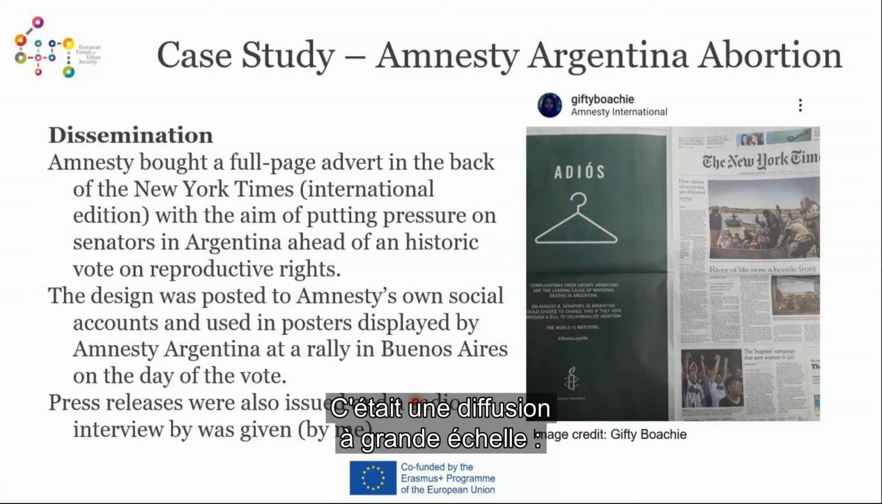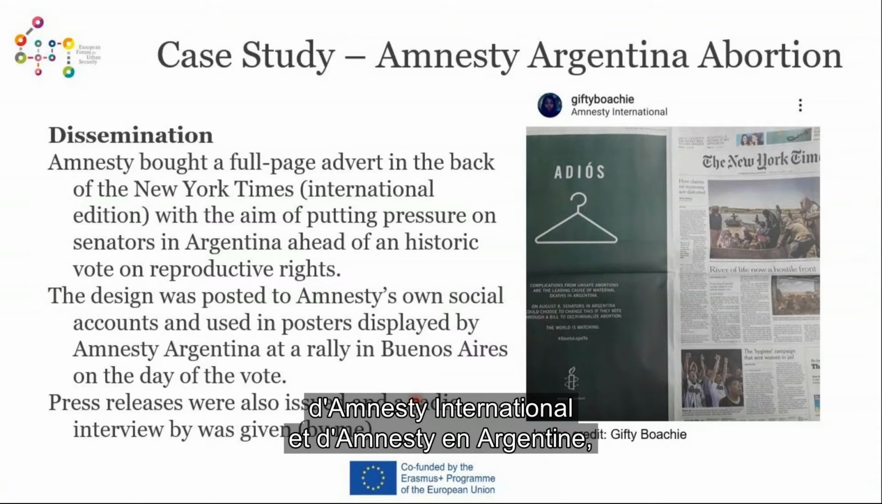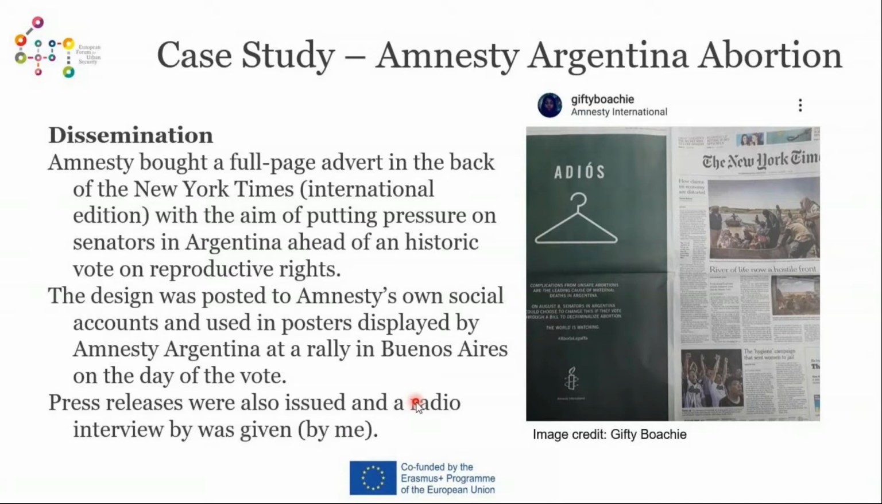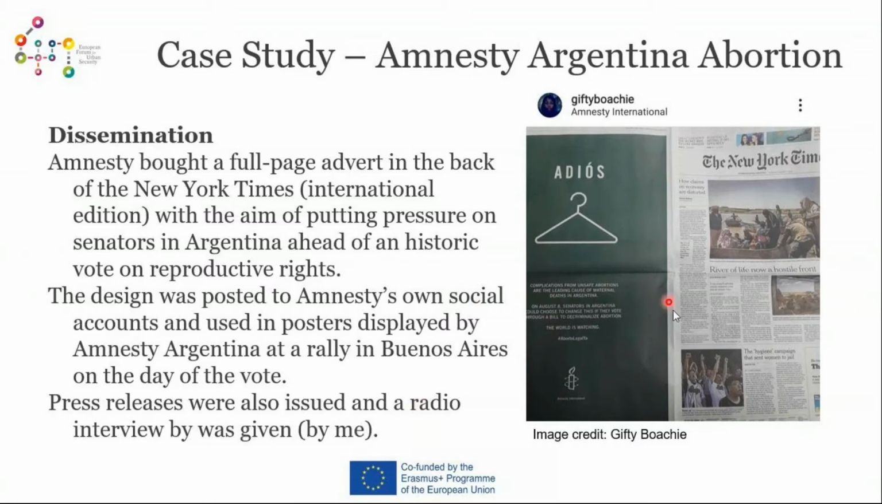So we have lots of dissemination there. We have the advert in the back of the New York Times. We have the social media accounts by both Amnesty Global and Amnesty Argentina. We have all the press as well. So the radio interview, we have the press releases. There's quite a few ways that this was disseminated, and this is the design here.